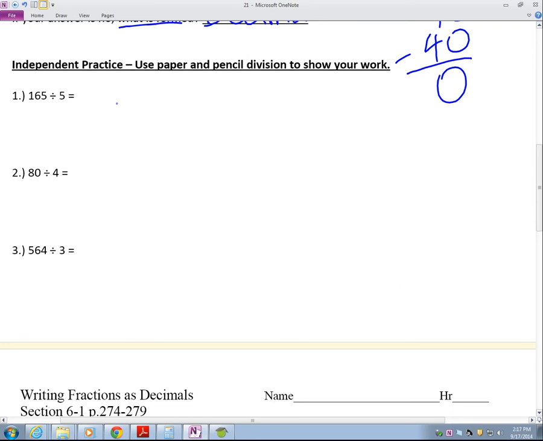Okay, now we have to do 165 divided by 5. And because you know your divisibility rules, is that going to go into it? Yes, because it ends in 5 or 0. I want you to do those without looking up here. Then when you're done, you're going to look up here to verify the correct answer. Is that okay? Beautiful.